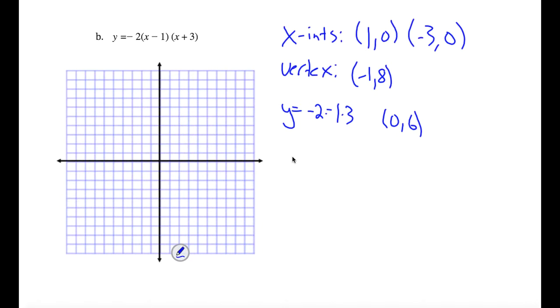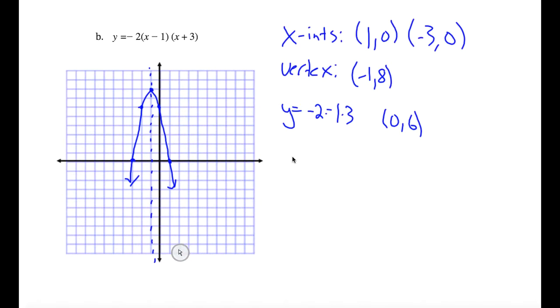So my vertex is -1, +8. That's right here. My x-intercepts are 1, 0, and -3, 0. Okay, and if I draw my axis of symmetry on there, yep, it looks like those are symmetric. My y-intercept is 0, 6. And I might as well make a symmetric point on the other side. Connect those all up and try to make it look as U-shaped as possible. I think I did okay there.